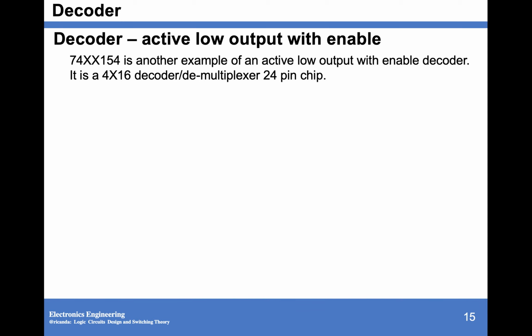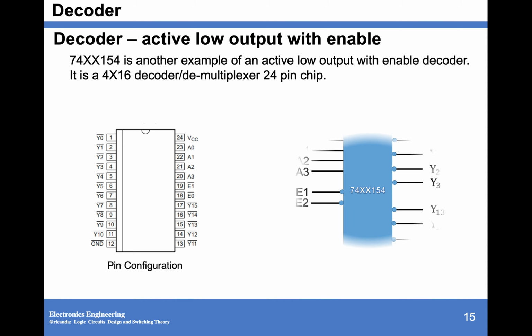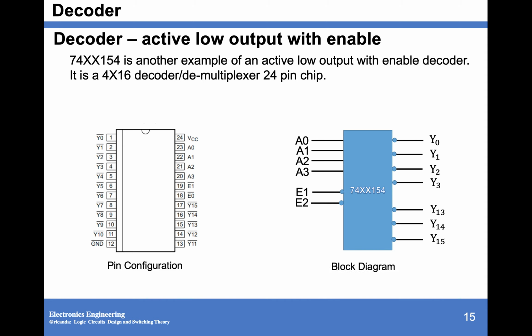Another one is the 74154. That is a 4 by 16 decoder. This is the pin configuration of your 4 by 16, and the block diagram of your 4 by 16. You have enables E1 and E2, and they are all active low.